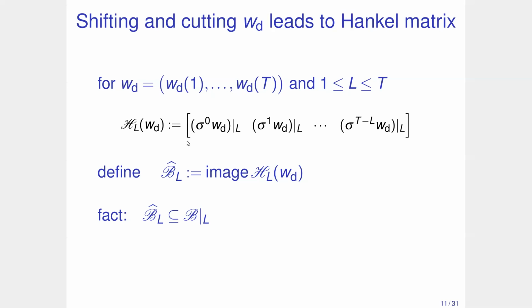This matrix is what is called the Hankel matrix of the data with depth L. Now, the image of the Hankel matrix is the equivalent of the identified model for the case of finite horizon. And this identified model, again, as in the infinite horizon case, is included in the restricted behavior of the true system with horizon L.